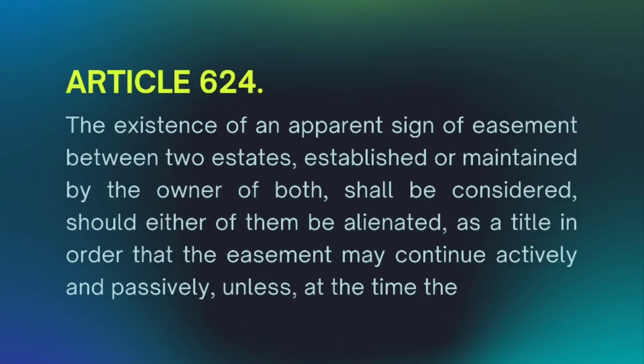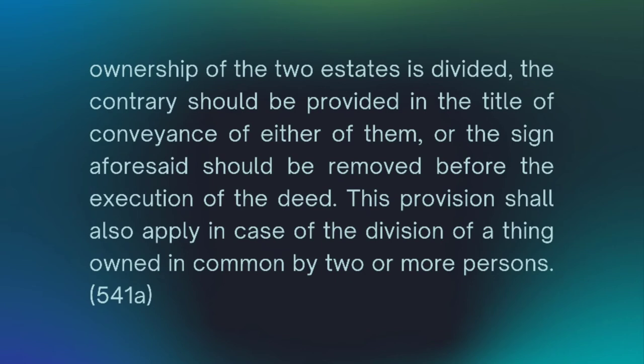Article 624. The existence of an apparent sign of easement between two estates, established or maintained by the owner of both, shall be considered, should either of them be alienated, as a title in order that the easement may continue actively and passively, unless, at the time the ownership of the two estates is divided, the contrary should be provided in the title of conveyance of either of them, or the sign aforesaid should be removed before the execution of the deed. This provision shall also apply, in case of the division of a thing owned in common by two or more persons.